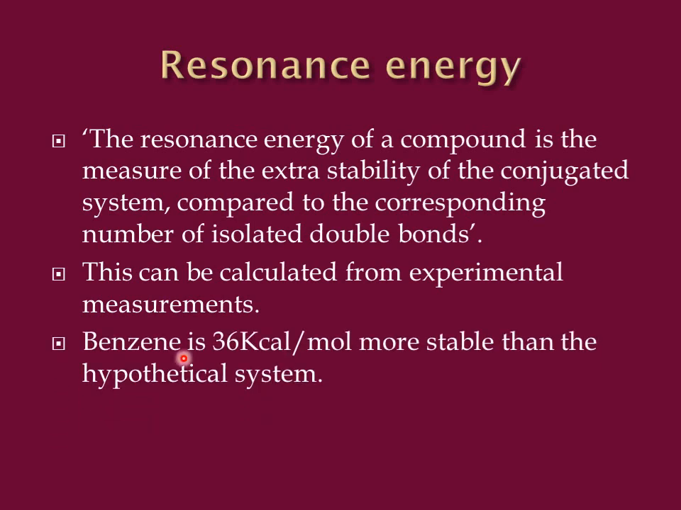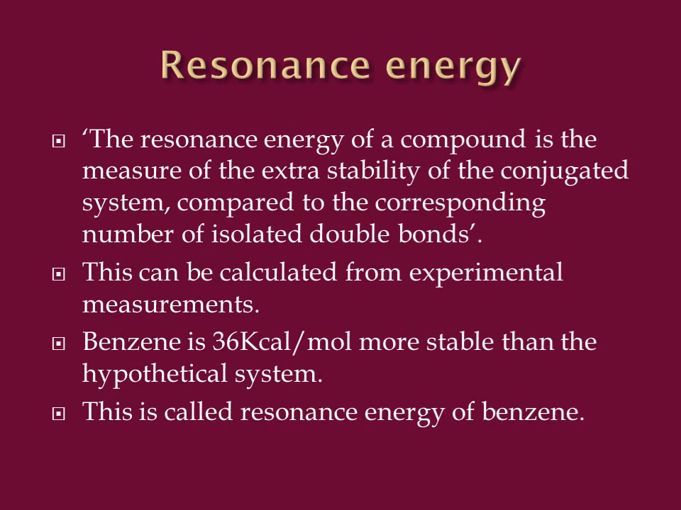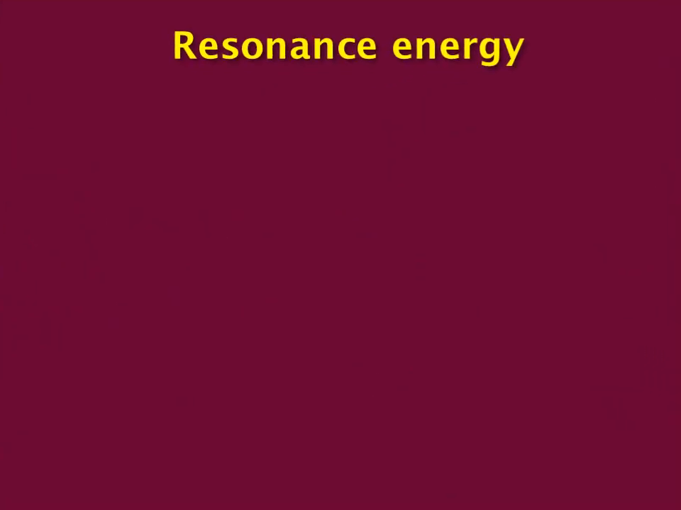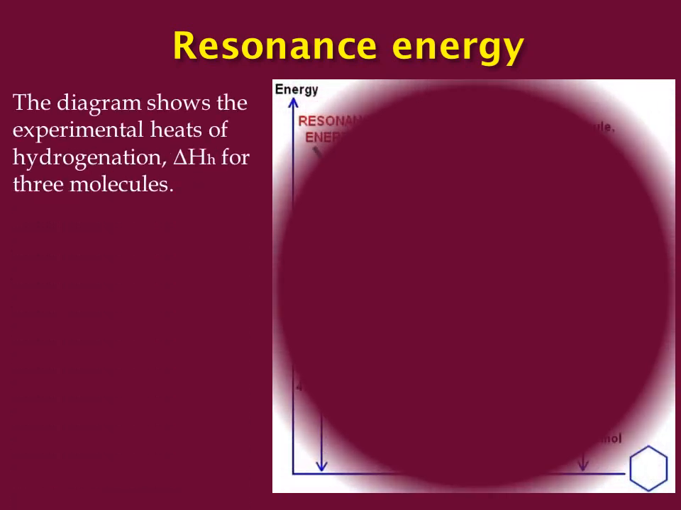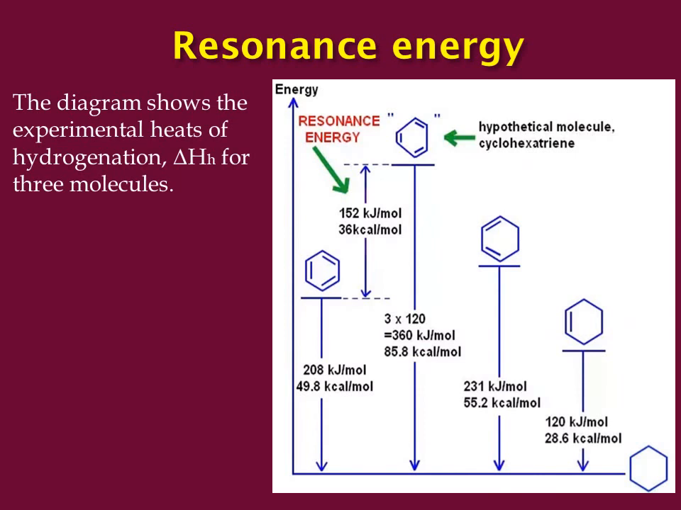For example, benzene is 36 kilocalories per mole more stable than a hypothetical system, and this is called the resonance energy of benzene. Let us try to understand this concept. Students, let us calculate the resonance energy of benzene through an experiment. Now, this diagram shows the experimental heats of hydrogenation, means the amount of heat that is liberated when hydrogen is added across the double bond.